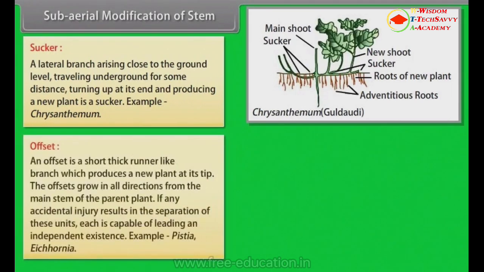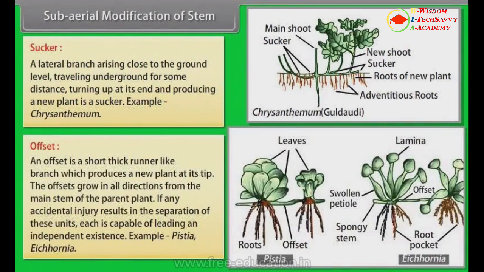Offset. An offset is a short, thick, runner-like branch which produces a new plant at its tip. The offsets grow in all directions from the main stem of the parent plant. If any accidental injury results in the separation of these units, each is capable of leading an independent existence. Example: pistia, eichhornia.